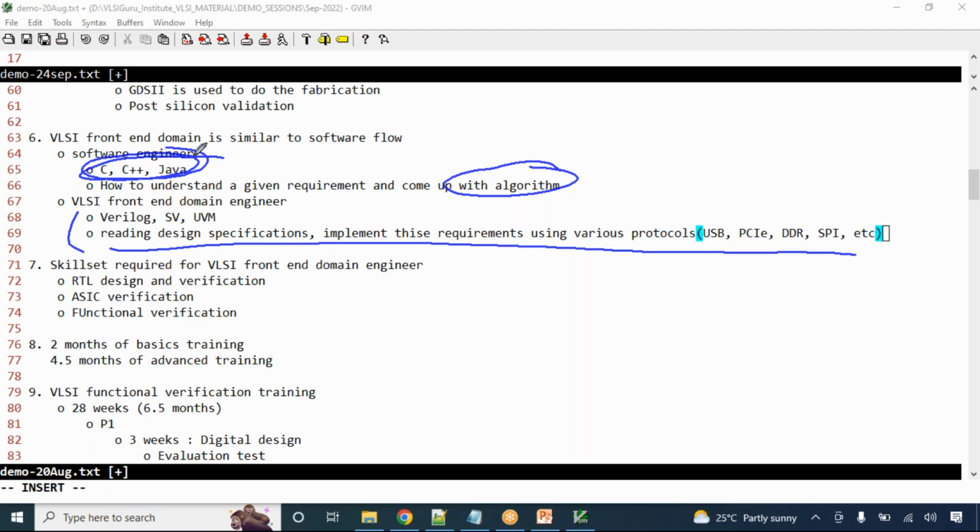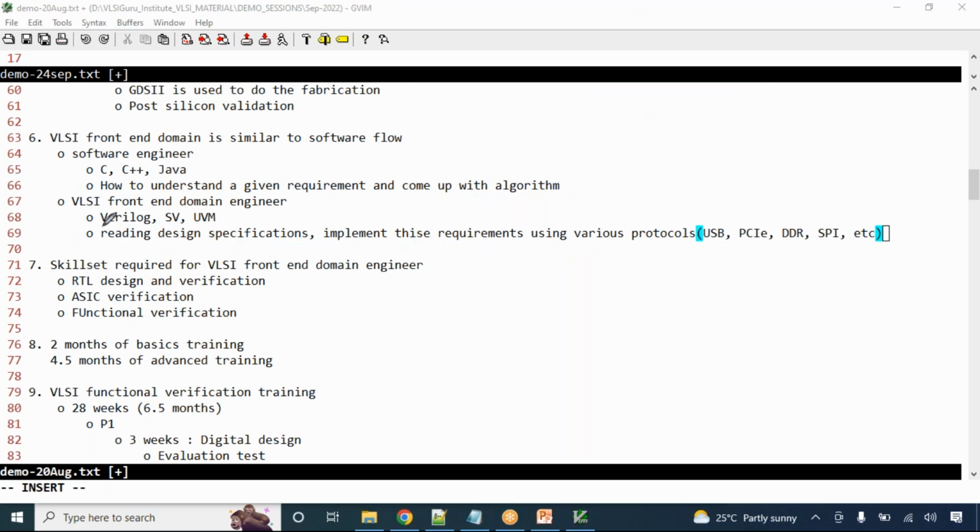The same thing happens in VLSI also. Initially, during your 1 or 2 years, your focus will be Verilog, SV and UVM. That is something you're going to learn. Eventually, as we grow in the career, your main goal will be the second one.